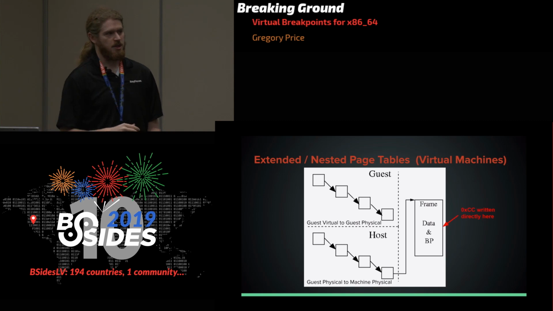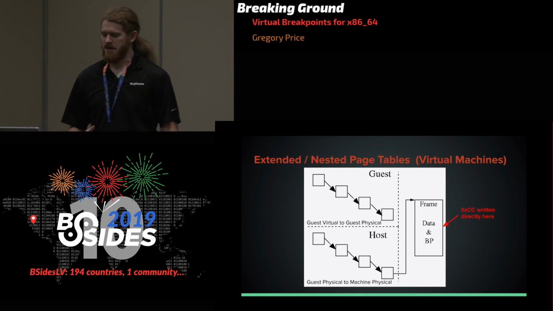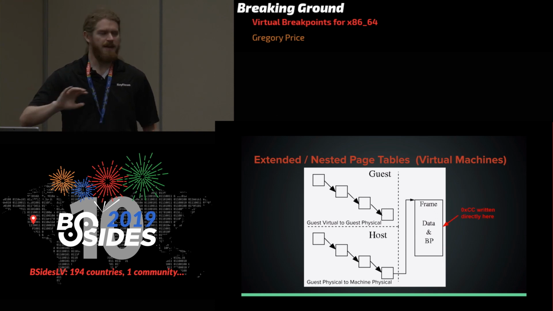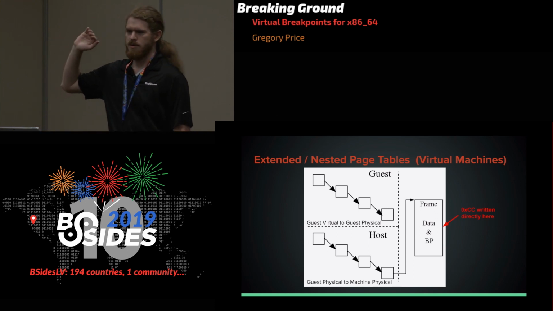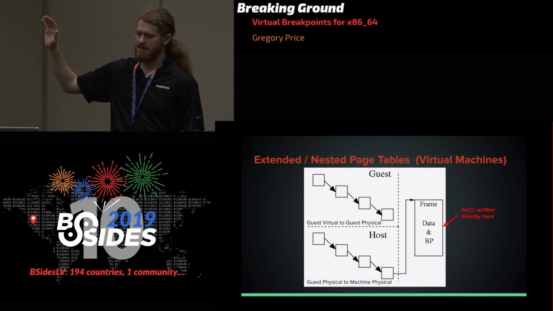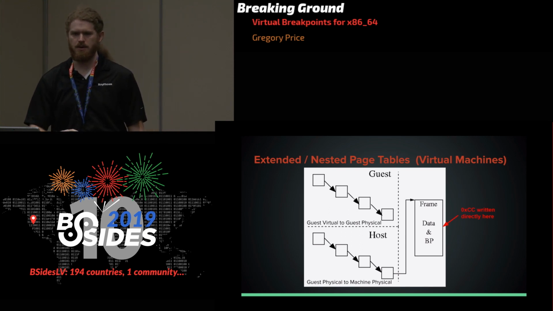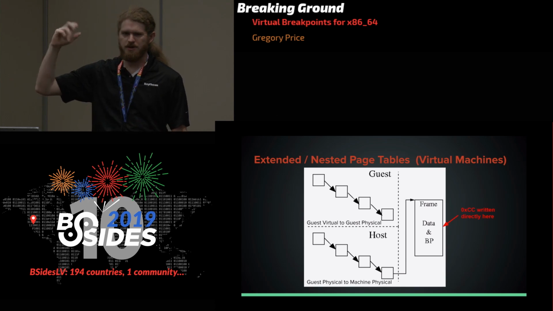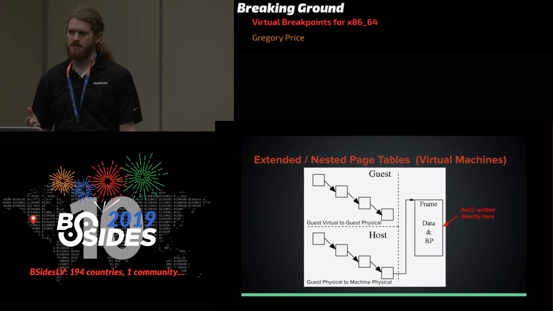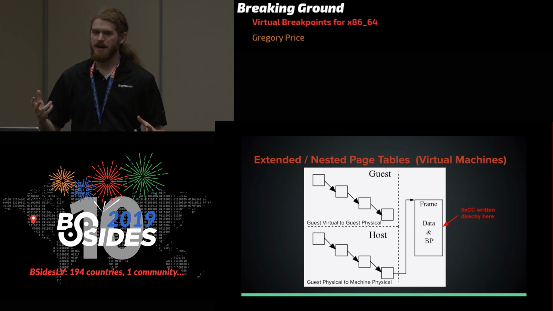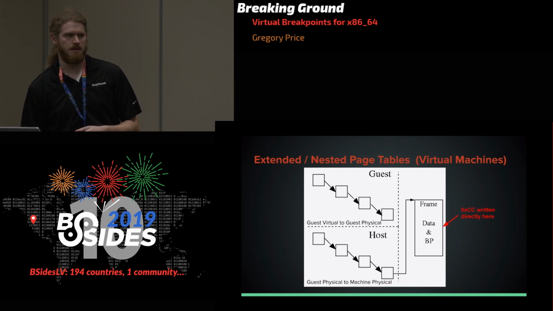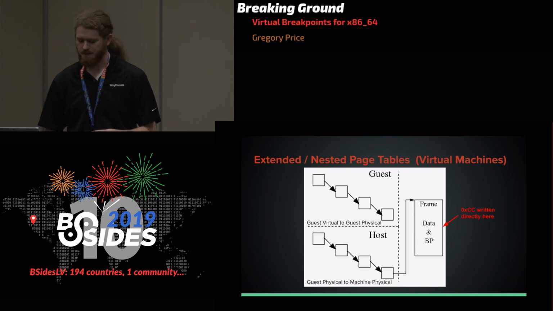Now, if we look at this in terms of virtual machines, I'm going to use a simplified view here. We have two different page tables. One is owned entirely by the guest, and one is owned entirely by the host. You can see these as your debuggee and debugger. But your data frame is still owned by both, right? Because we're jamming host material into the program's data space.